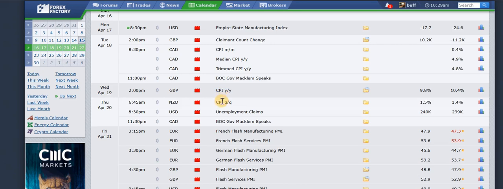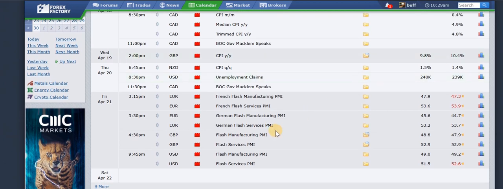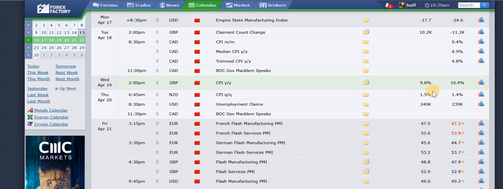Wednesday, CPI numbers out of the UK. Thursday, CPI out of New Zealand. Unemployment claims out of the US, and the Bank of Canada governor speaking again from Canada. And on Friday, it's just all the flash services, manufacturing PMI numbers out of France, Germany. I think you usually find the UK and the US in there too yet. So it's not that busy a week for the news.